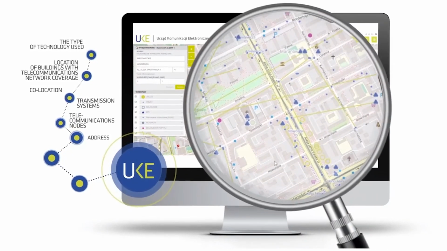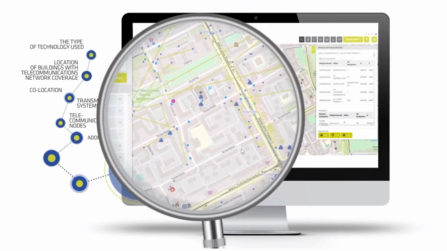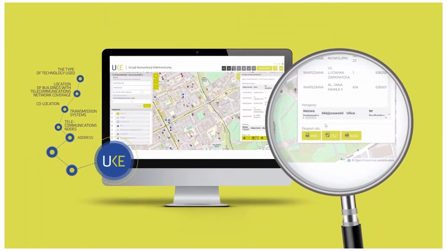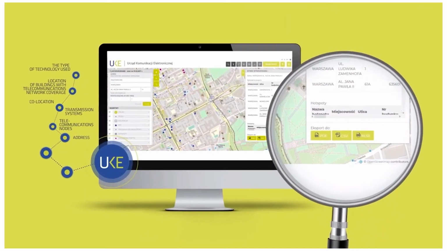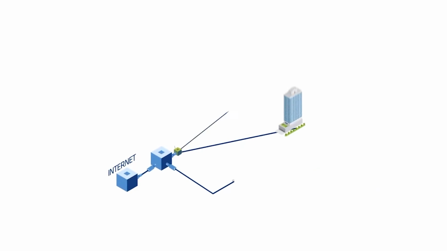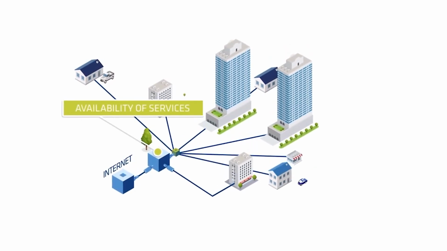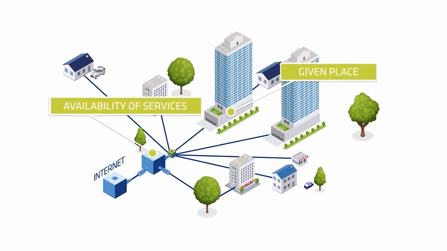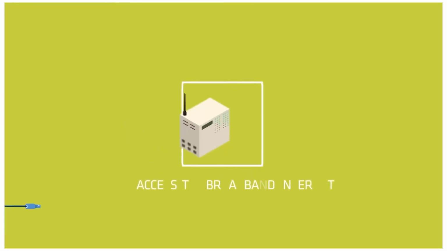The information is visualized on the map, while the data is available in the form of printouts and CSV, PDF, XLSX files. The search engine allows you to check the availability of services in a given place, as well as report the demand for additional services. Thanks to our portals, we remove access barriers to broadband internet.